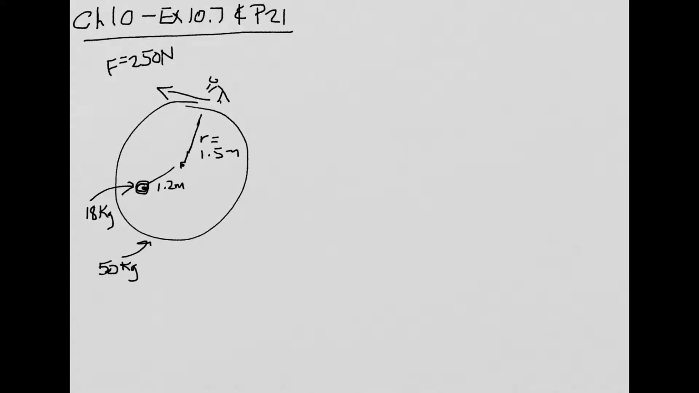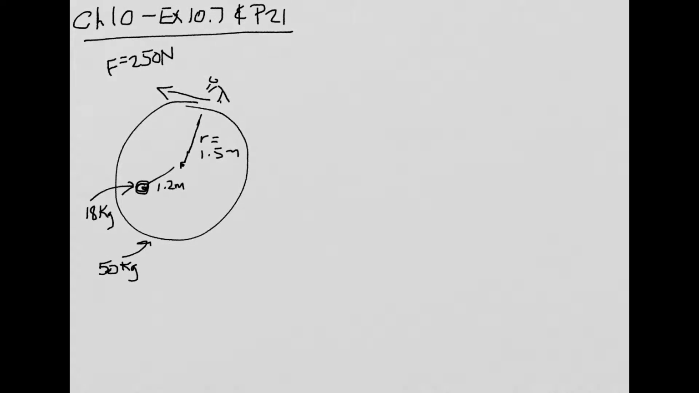This is both example 10.7 and problem 21 in chapter 10, in which a father is spinning a merry-go-round and we're trying to find out what's going on. He's using a force of 250 newtons to pull tangentially on the merry-go-round, which has a radius of 1.5 meters. That'll create a torque, and that torque will then rotationally accelerate the merry-go-round.